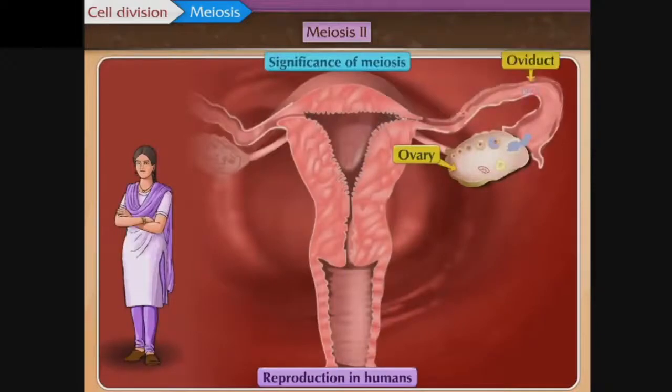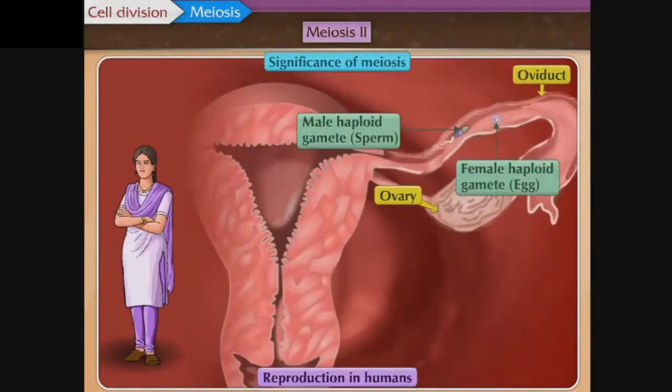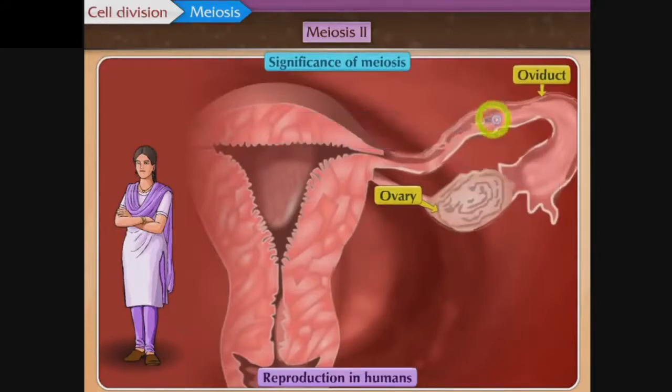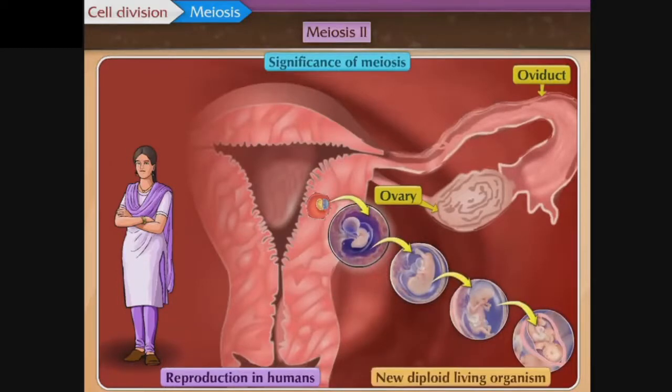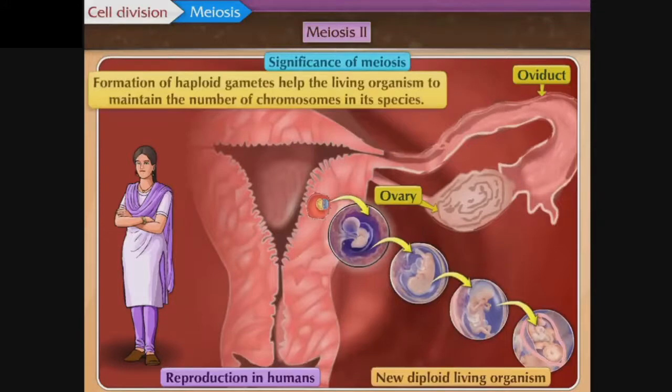During fertilization, male haploid gamete joins with female haploid gamete, and a diploid zygote is formed, which divides and grows into a new diploid living organism. Therefore, formation of haploid gametes help the living organism to maintain the number of chromosomes in its species.